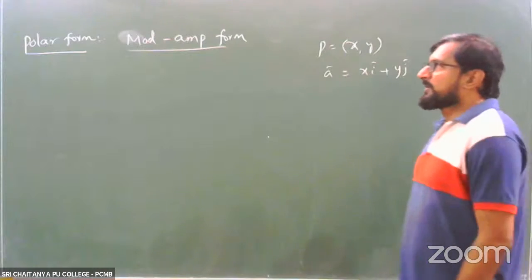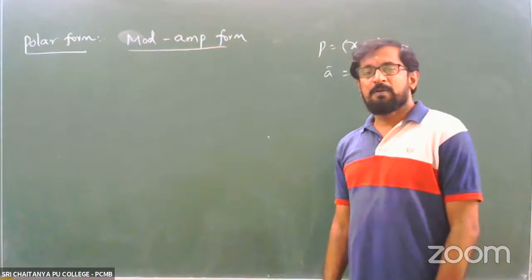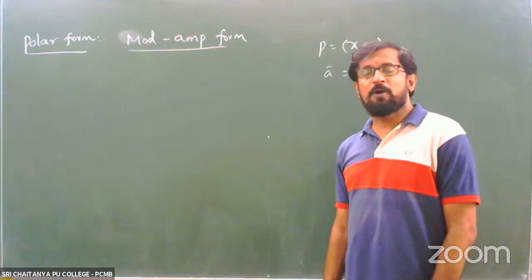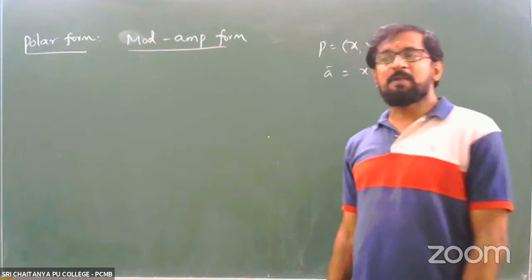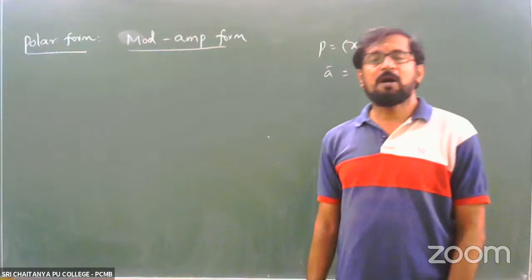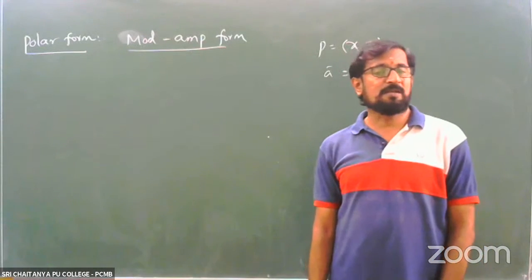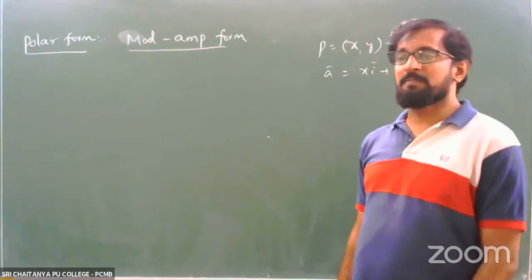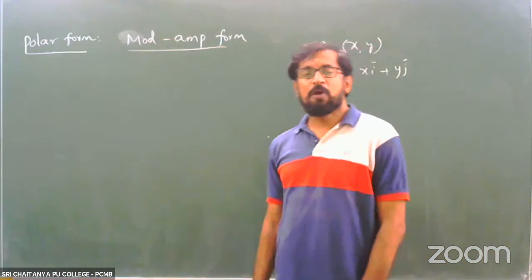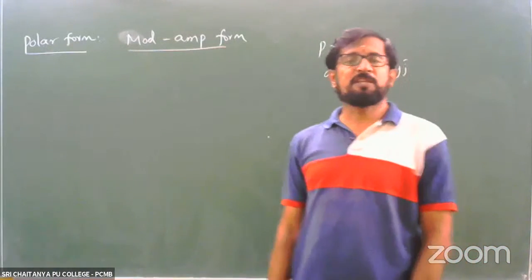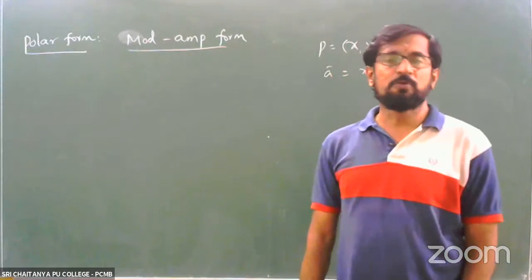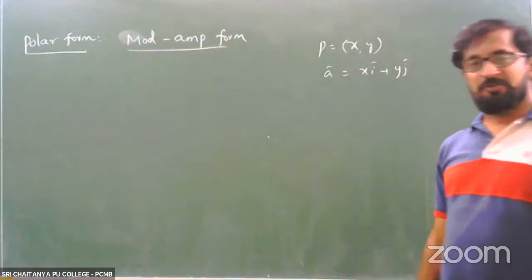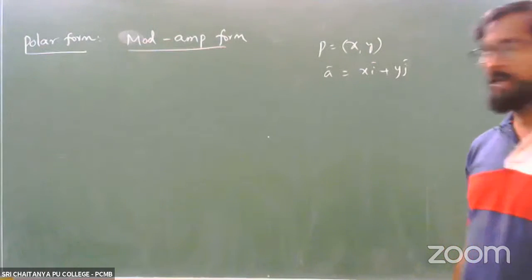Now, the third one is polar form. If I represent a point by using parameters of a circle, what are the parameters of a circle? Parametric equations of circle, r cos theta, r sin theta. That means a point which is represented by using modulus and amplitude of a complex number is called polar form of that point.